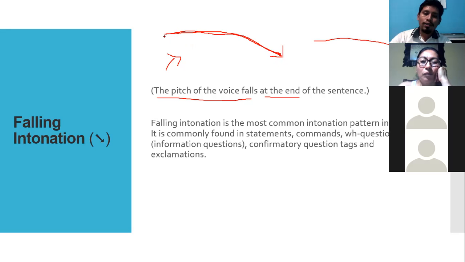Falling intonation is the most common intonation pattern in English. And it is commonly found in statements, commands, WH questions, information questions, confirmatory questions, tags, and exclamations. Okay, that's the most common intonation that we have, falling intonation. It's common.